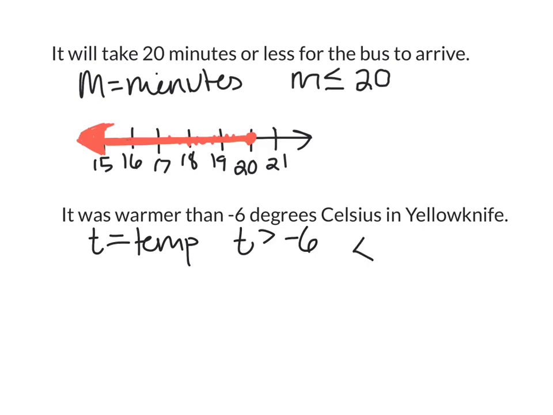And then we'll do our number line. And this time, since it's warmer than -6, -6 isn't actually an option, we're going to do an open dot on the -6 to show that that's called our boundary point, but it must actually be warmer than that. So the line goes up because it's more than, and then the dot is open.